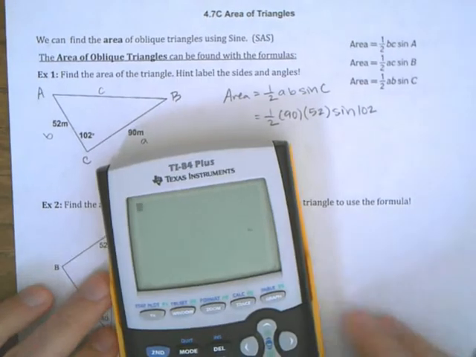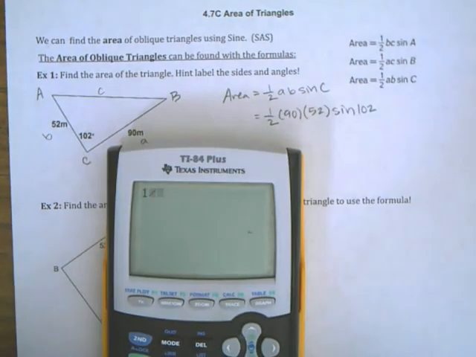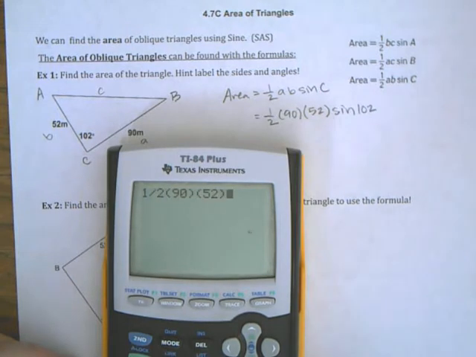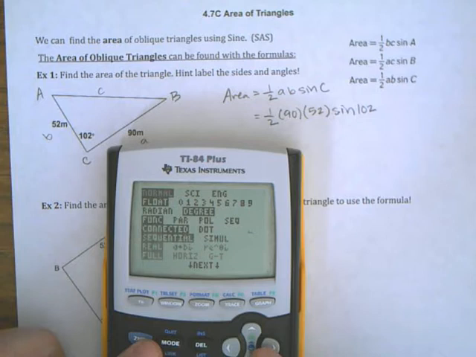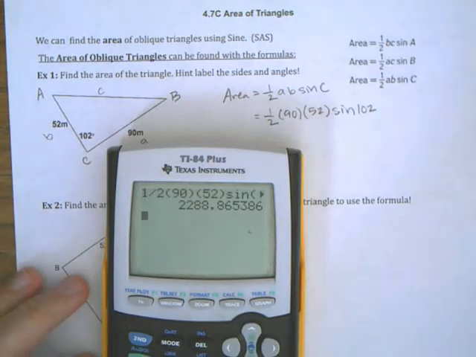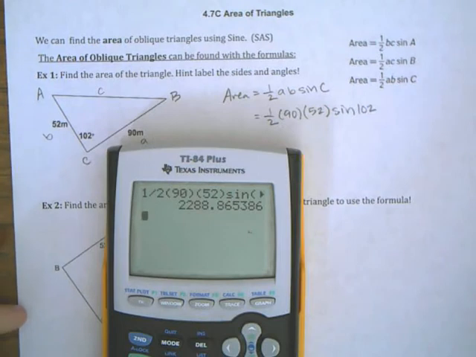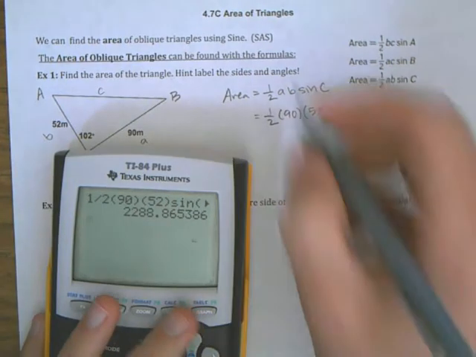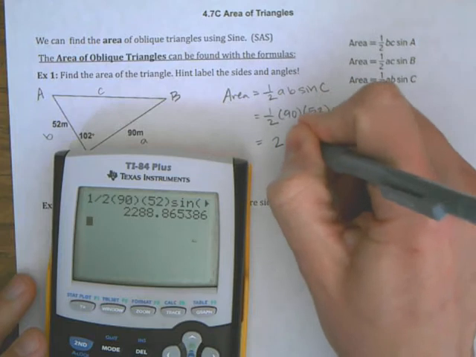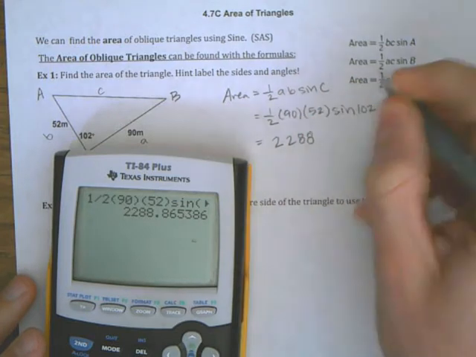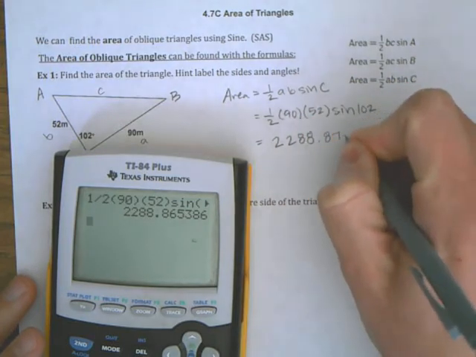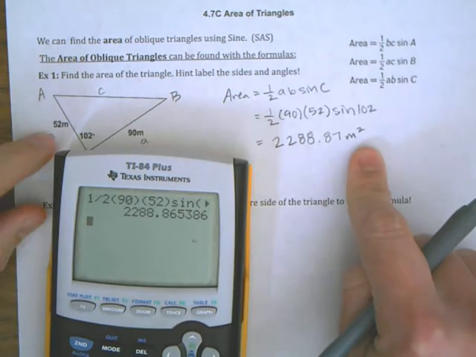Just going to type it in just like it looks. 1 divided by 2, the calculator will do that first, times 90, times 52, times sine of 102. Quick check to make sure we're in degrees. We are. 2,288.87 meters squared. If our side lengths are in meters, our area is in meters squared.